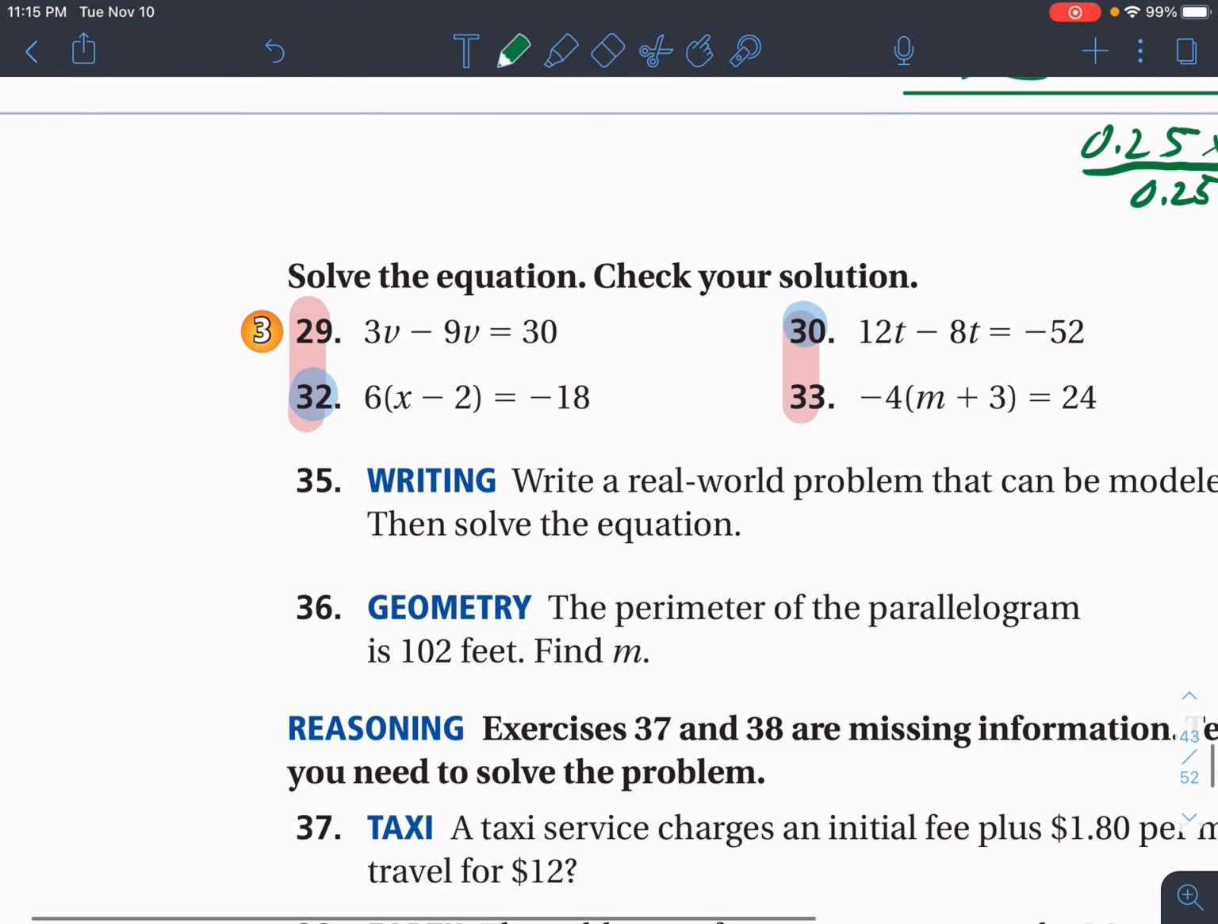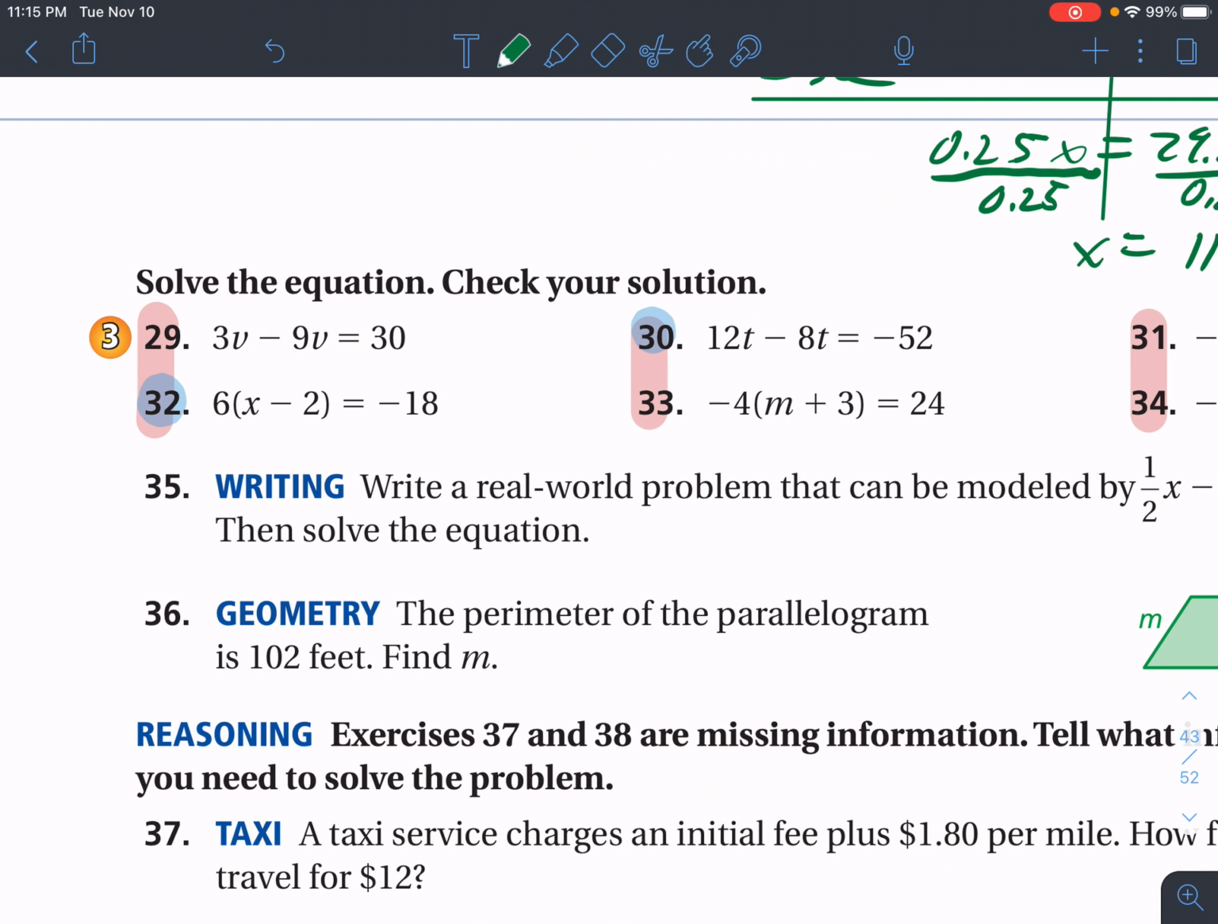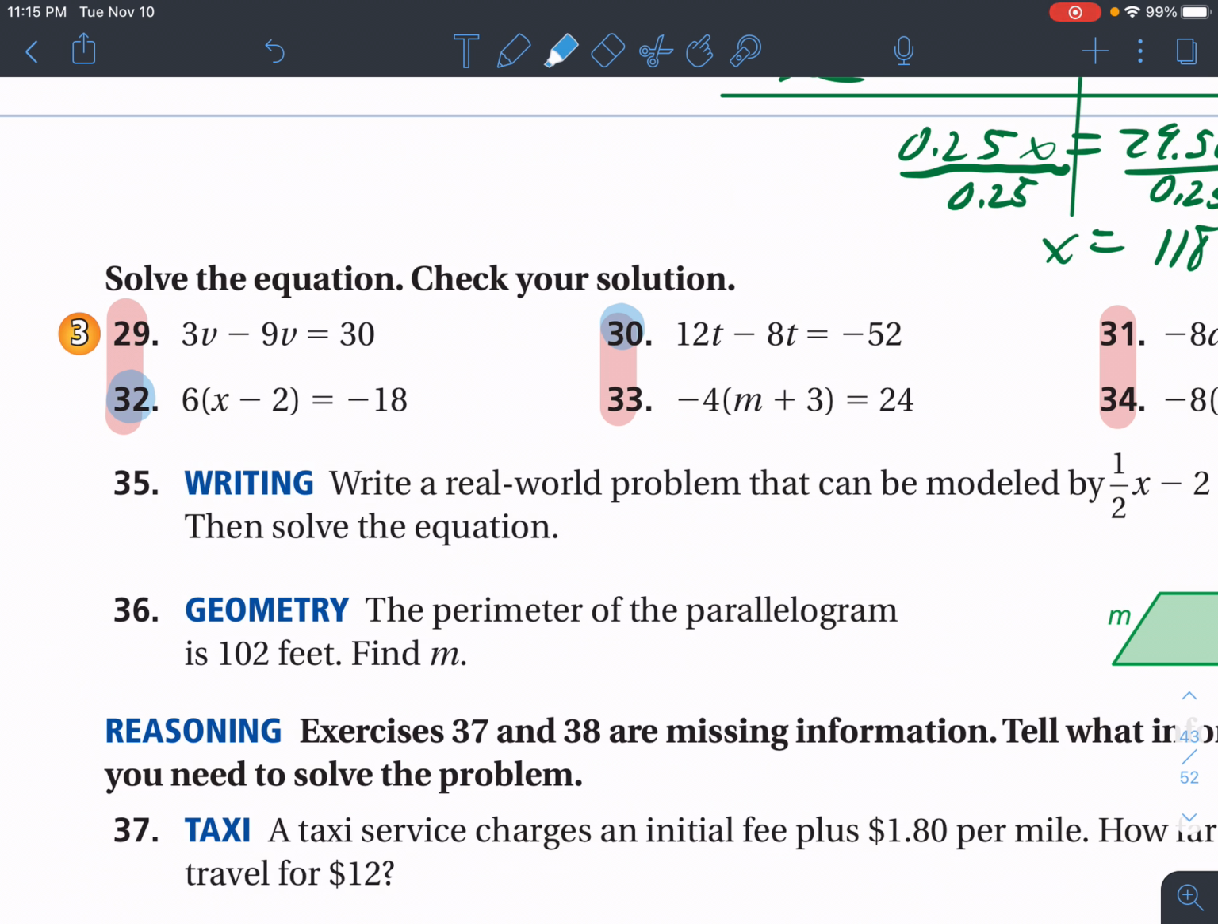Now, I think I'm only going to do one. Oh, no, I'm doing two. Okay. So this is example 3, where we're going to have to do some adding and then multiplying.